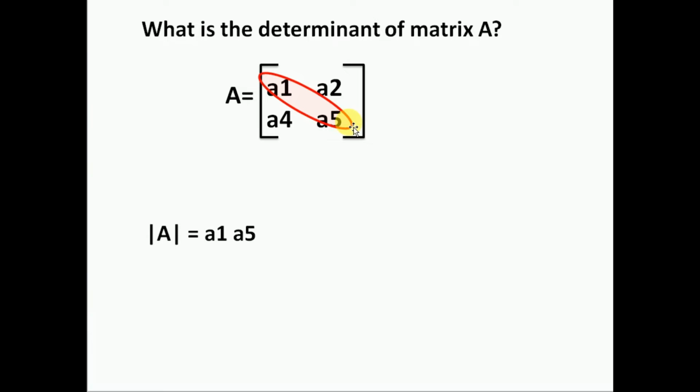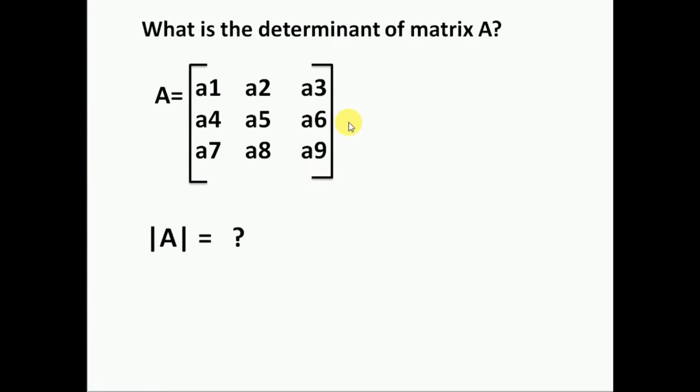Write it down in here, and the technique is that after you have to write a minus sign, and then another diagonal. Choose another diagonal, which is A2 and A4, write it down in here and solve it accordingly. Now this matrix is not 2 by 2, this matrix is 3 by 3. Can we do the same technique with this matrix?